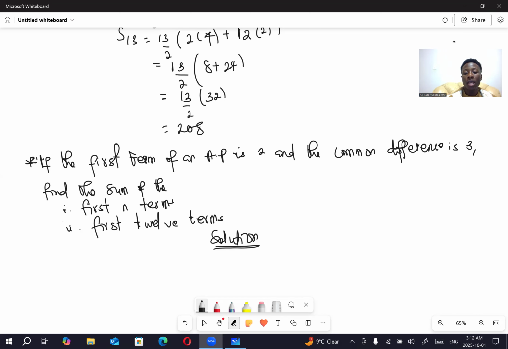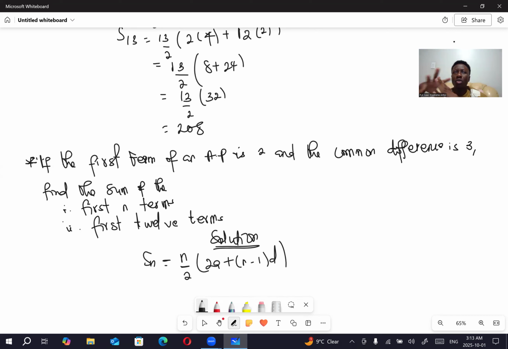If the first term of an AP is 2 and the common difference is 3, find the sum of the first n terms. To find the sum of the nth terms of a sequence, it is given by the formula n over 2 into bracket 2a plus n minus 1 d. This is a formula to find the sum of the nth terms of a general sequence.